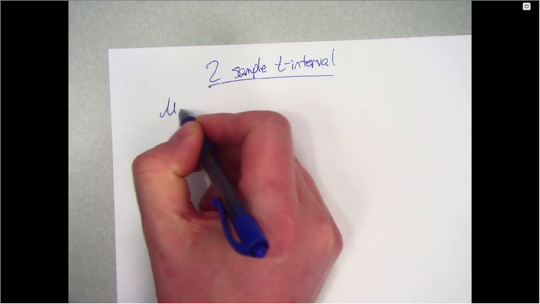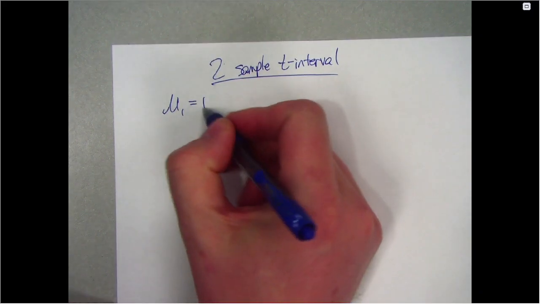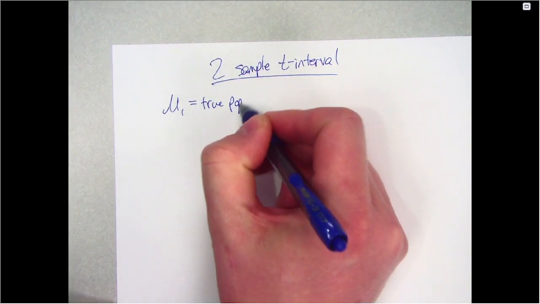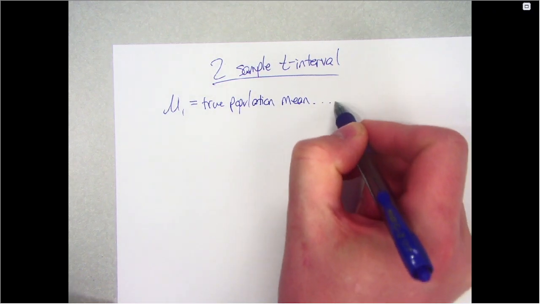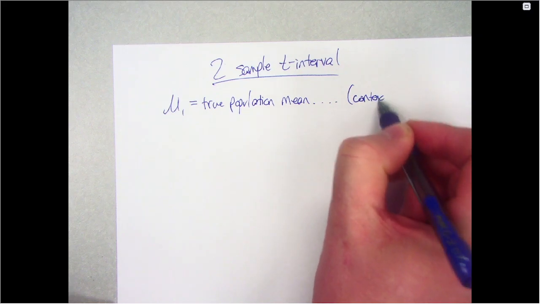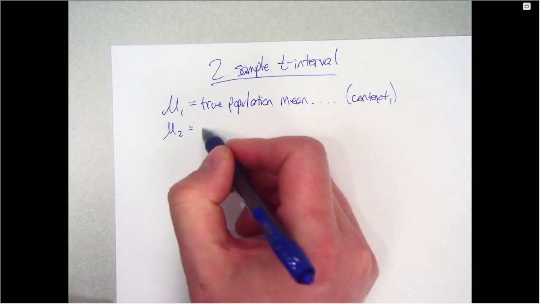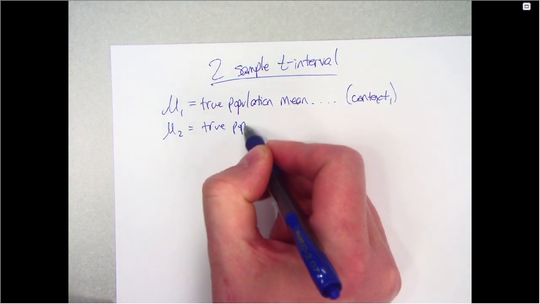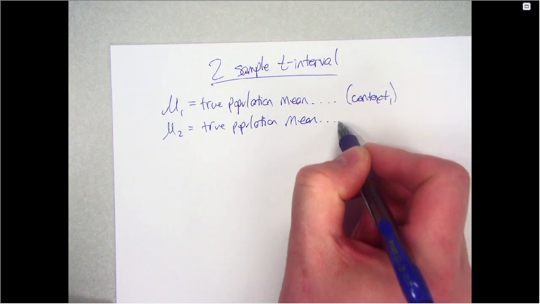Okay, so you're going to have mu1 or mu2, or mu-a, mu-n, whatever you're deciding, is the true population mean of the context, like context 1. And then mu2 is the true population mean of the other context.